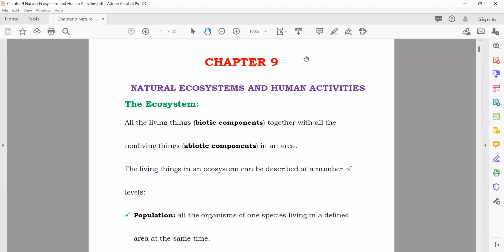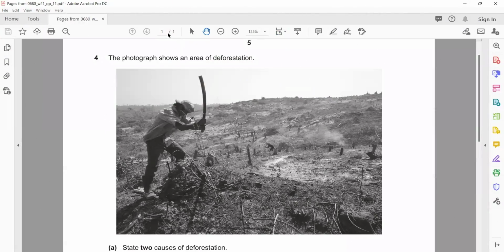Okay. Now we'll move towards the multiple choice. Deforestation means the cutting of trees. Good. After that, they state two causes of deforestation. If they are cutting the trees, what can be the possible reason for that?